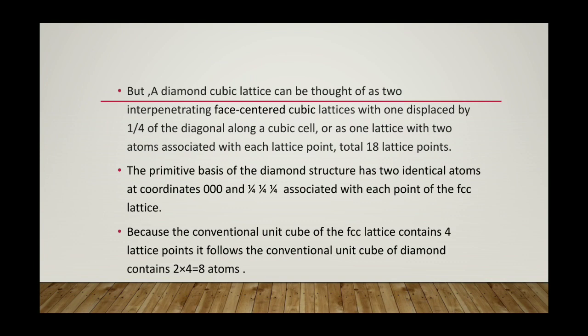The primitive basis of the diamond structure has two identical atoms at coordinates 0, 0, 0 and 1/4, 1/4, 1/4 associated with each point of the FCC lattice. Here you can see that the coordinates 0, 0, 0 and 1/4, 1/4, 1/4 are the Miller indices. Because the conventional unit cube of the FCC lattice contains 4 lattice points, it follows that the conventional unit cube of diamond contains 2 times 4, equal to 8 atoms.